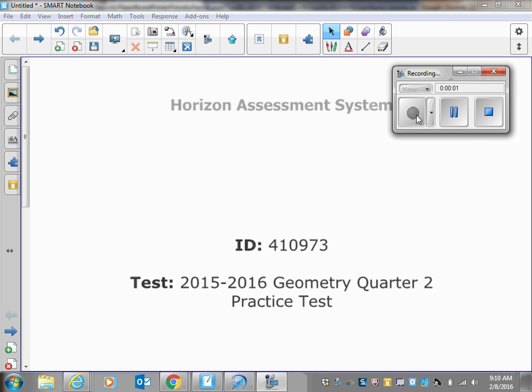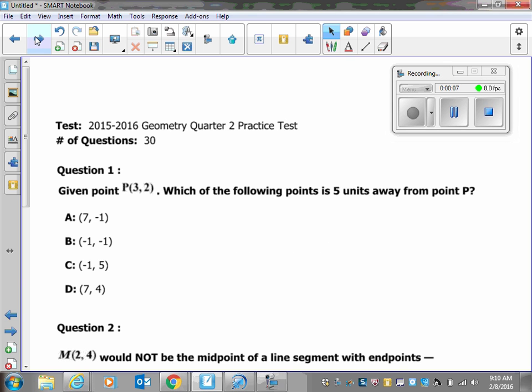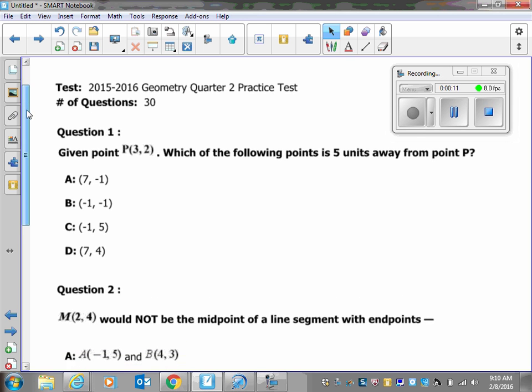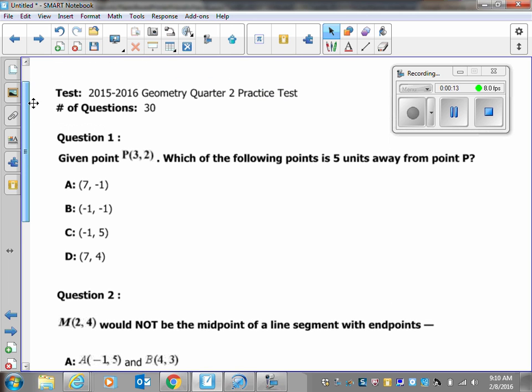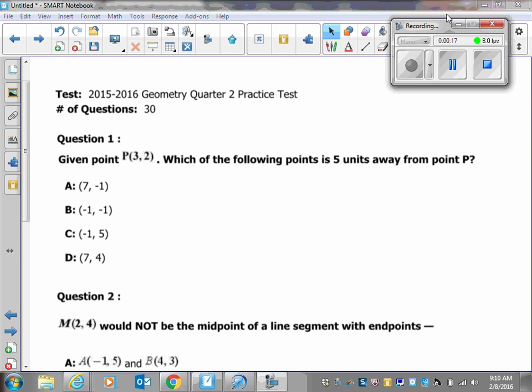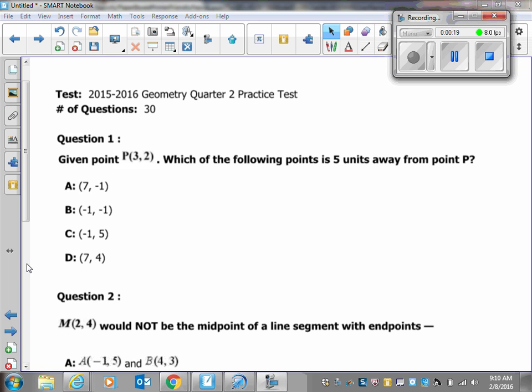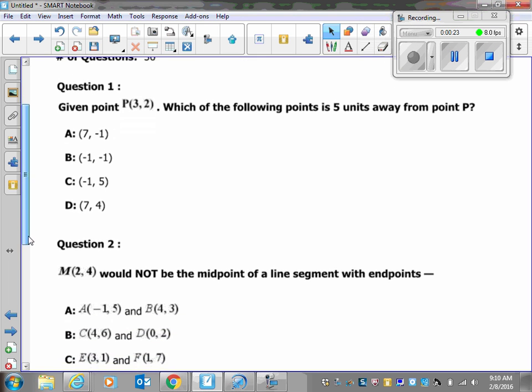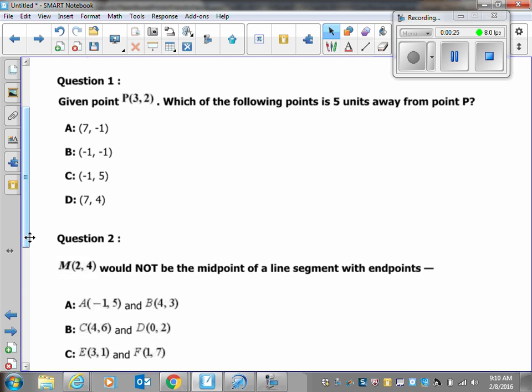Today I'm going to go over the quarter two practice tests. This practice test has 30 questions, so I'll try to go as fast as I can, and most of it I'll just try to show you what you need to remember, or which formula you're going to use. Then you should be able to complete it. And if you complete the study questions, when you take the practice test, this should be easy for you.